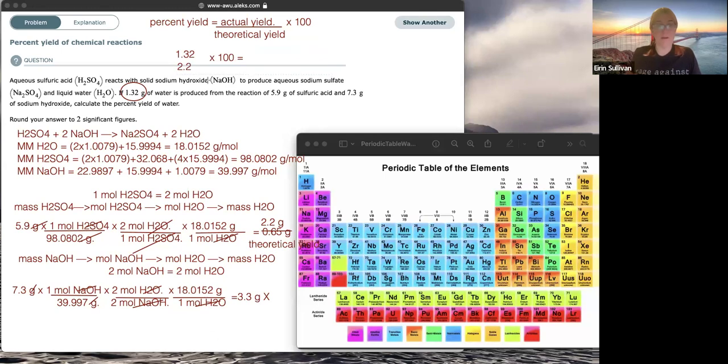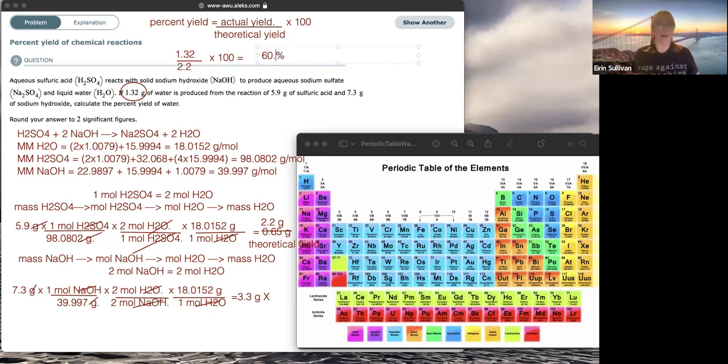Now in the real world, your actual yield may be more than your theoretical yield because you may have an impurity, you may have product that is wet, etc. So, you know, just preparing you for real life, aka lab. So I get 60% for that one. Or, going to be real fussy with sig figs, 60%.